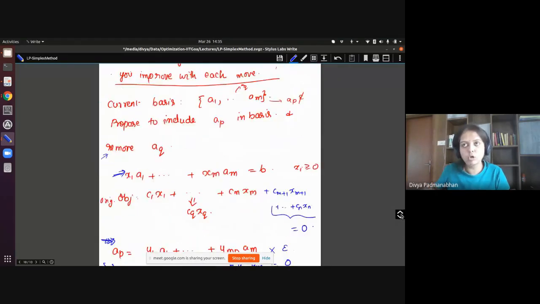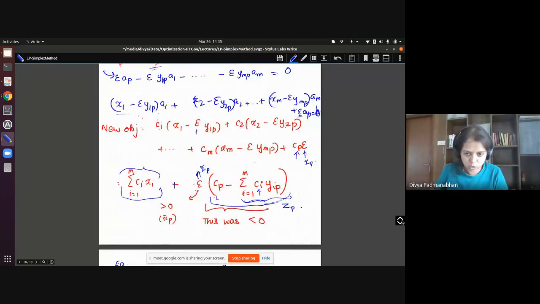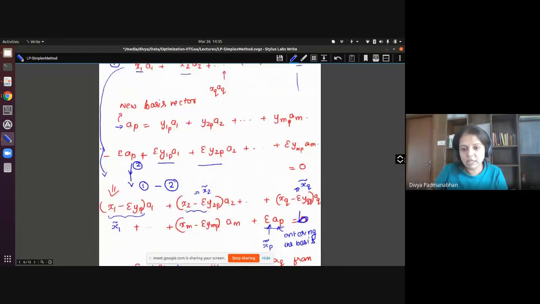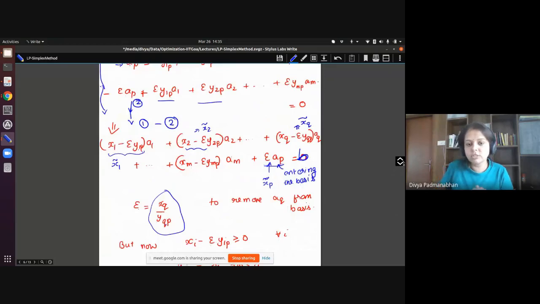the issue is that you also want to be at a basic feasible solution. As far as xp is concerned, you are fine. If you make epsilon larger and larger, it is going to be okay. But you also want to ensure that the rest of the variables are feasible. When you do this equation, x1 minus epsilon y1 a1, this whole thing equal to b, that is also satisfied. You want to increase epsilon here, but at the same time some of the other variables are going to decrease, xq minus epsilon yqp.